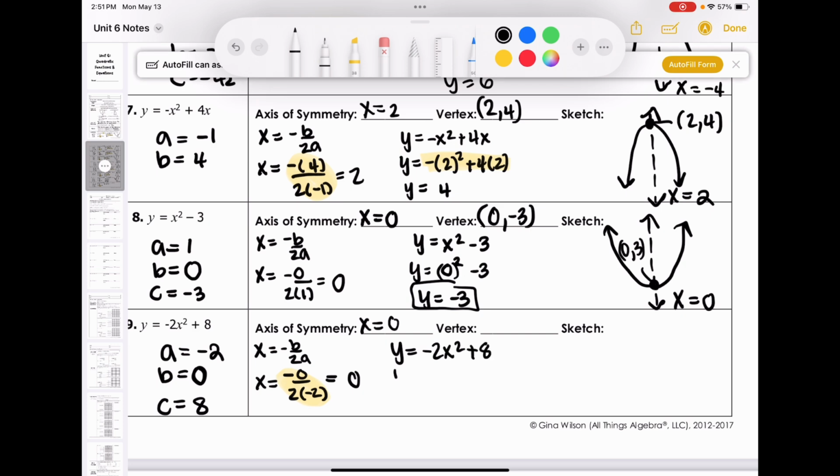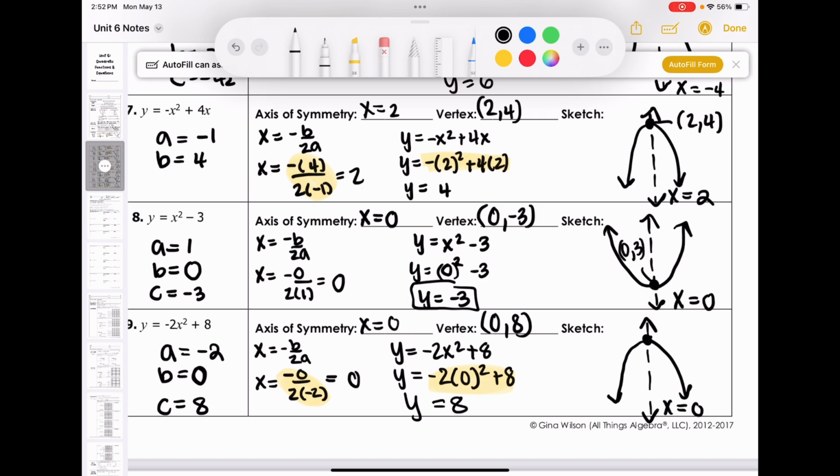Now I'm going to take my equation, and wherever there is an x, I'm going to plug a 0 in for that. So when I type that into my calculator, I get 8. So for my sketch, I'm going to have my axis of symmetry labeled as x equals 0. My A value is negative, so it's going to be face down. And I'm going to label my vertex 0, 8.